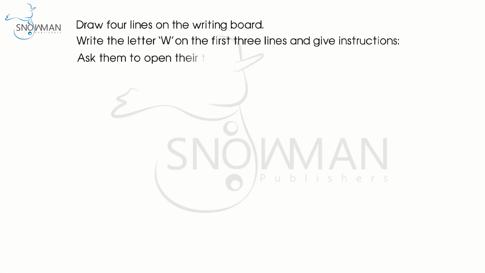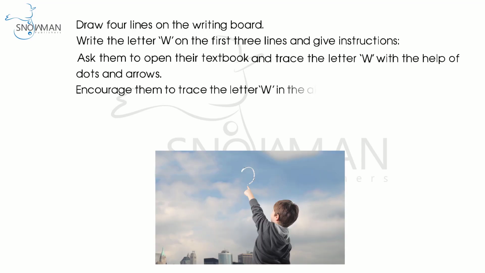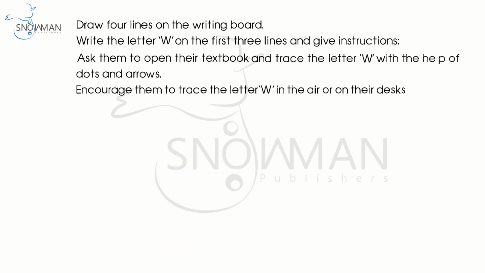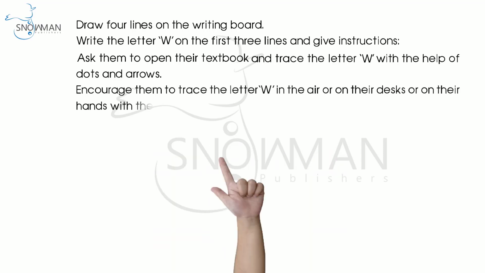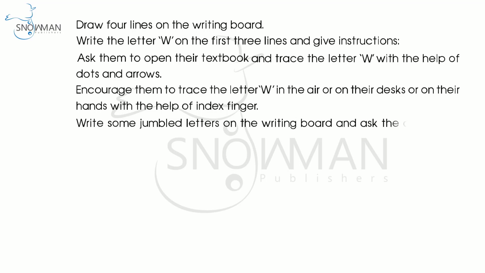Ask them to open their textbook and trace the letter W with the help of dots and arrows. Encourage them to trace the letter W in the air or on their desks or on their hands with the help of index finger. Write some jumbled letters on the writing board and ask the children to recognize W.